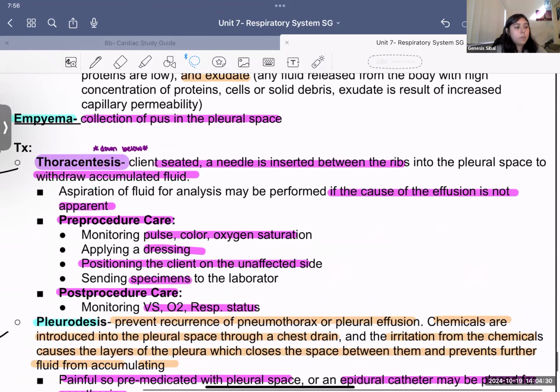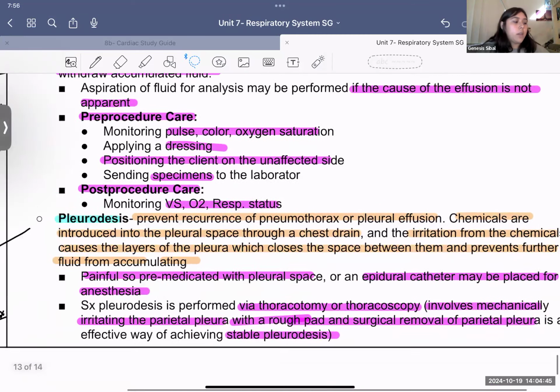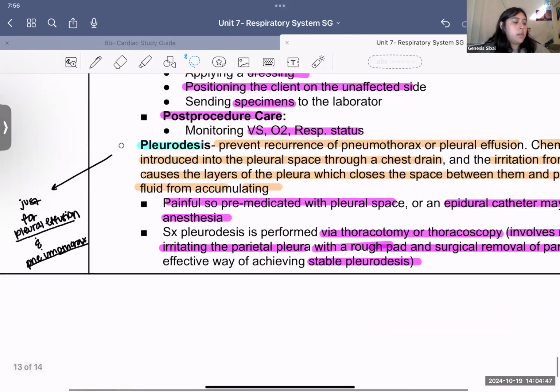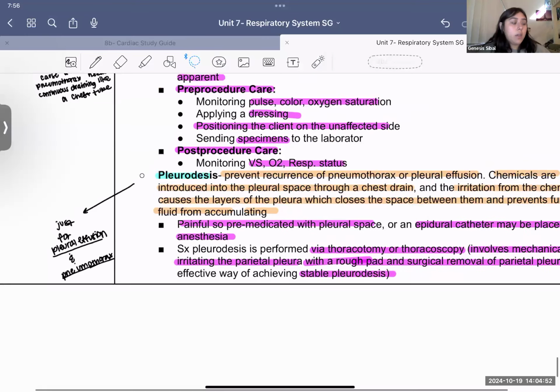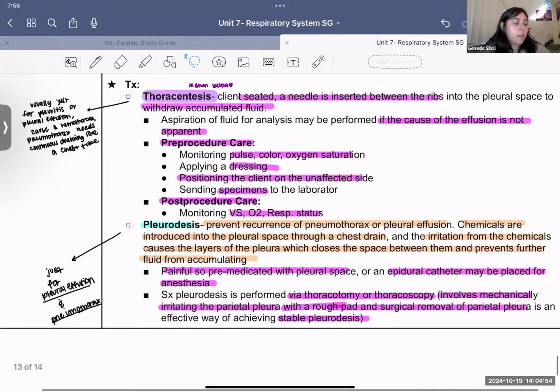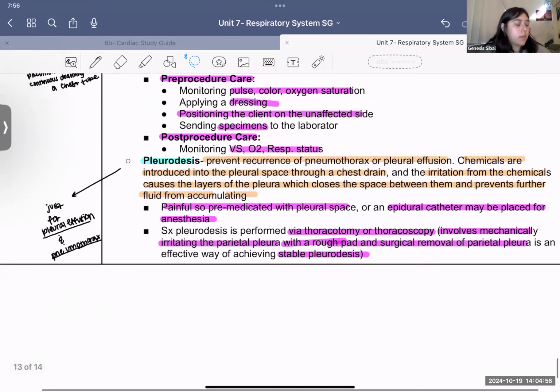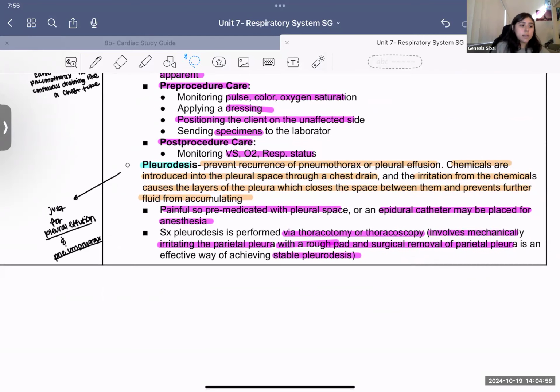So again, pre-procedure, you're going to check all their vitals, apply a dressing, and position the client on the unaffected side. Usually you might even have them go over a table, kind of sit up if it's going to be in the back, and then position the client on the affected side, sending specimens to the laboratory if you need that. And then you're going to monitor how much came out, and again, those vital signs and everything.